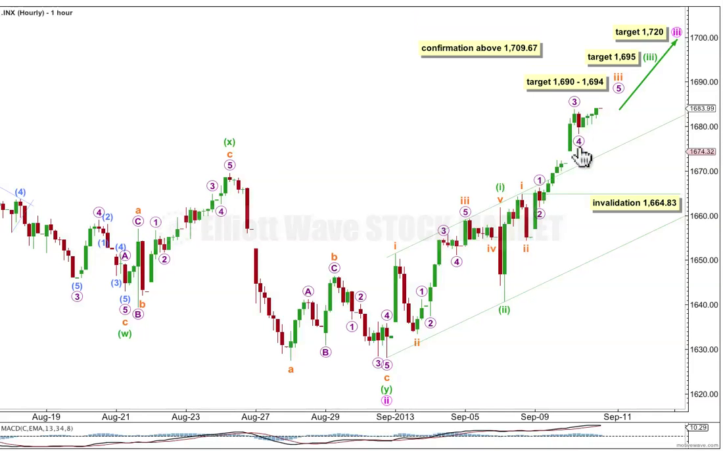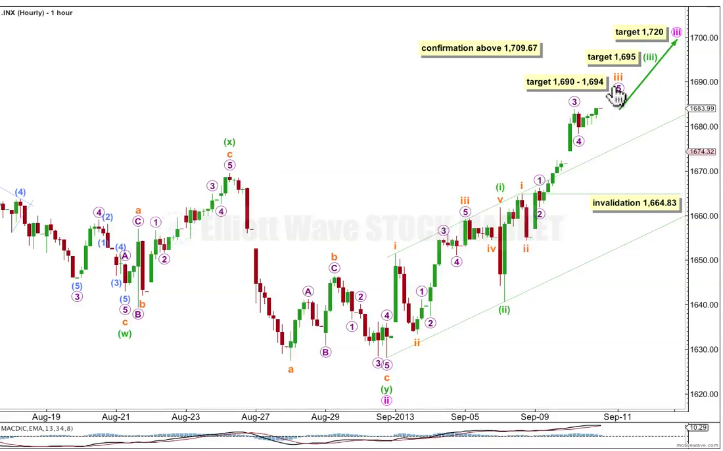That makes it more likely that we should see a ratio for the fifth wave and either the first or third, and equality with the first is the most common relationship. That would be achieved at 1690. At 1694, subminuette wave 3 would reach 1.618 the length of subminuette wave 1. I favour the lower end of this target zone because it's calculated at a lower wave degree.